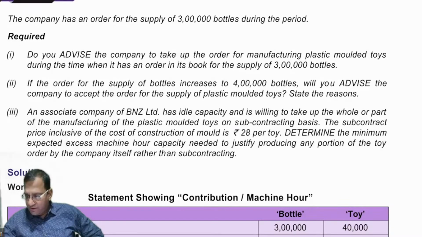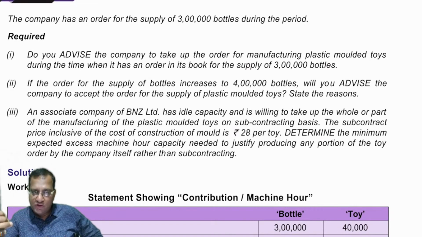How many hours are required? 4 lakh divided by 40 hours. So complete 10,000 hours will be utilized in manufacturing 4 lakh bottle. So we are not having any idle labor hours. So if we still want to complete the toy order, then from where can machine hours be arranged? That's the question I'm asking you. Also, you have applied the same concept in the last session.